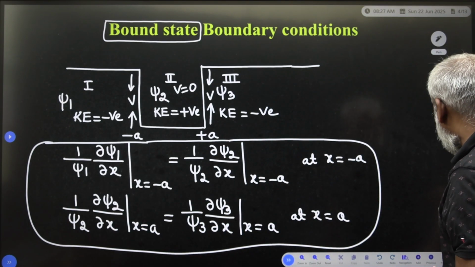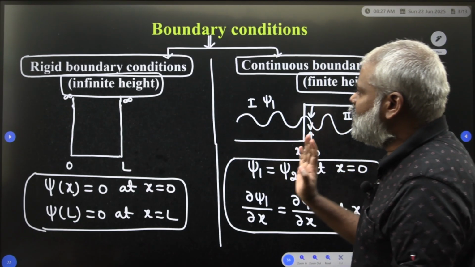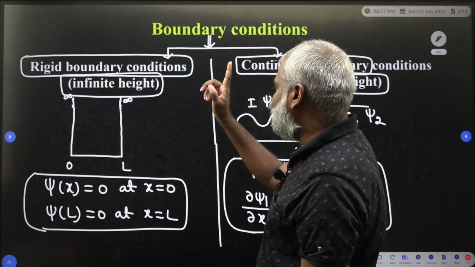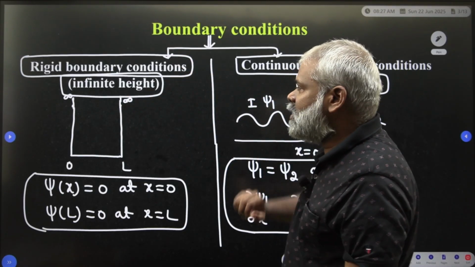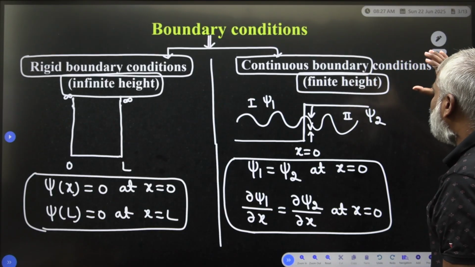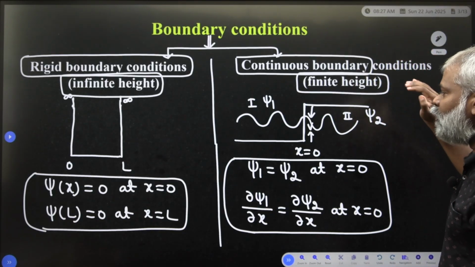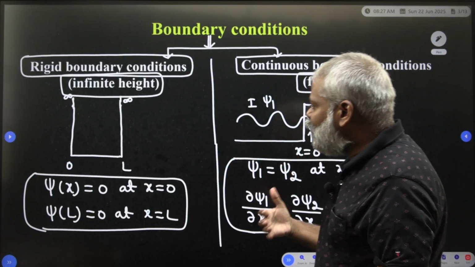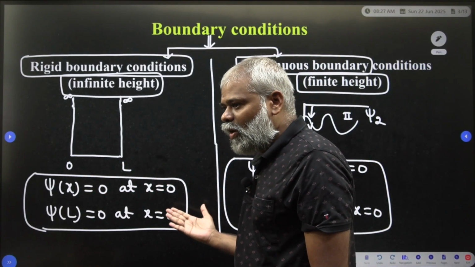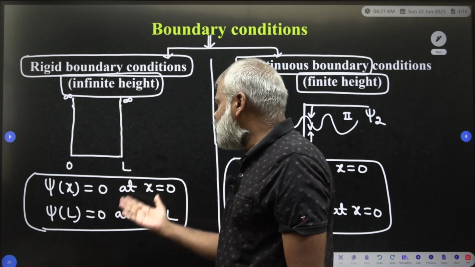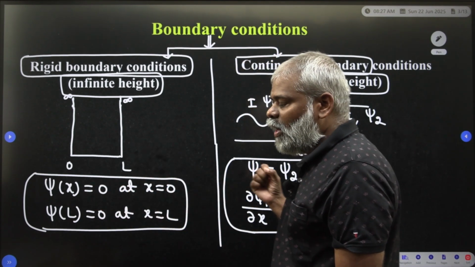Once again you have to see these three boundary conditions are very important. The first one is the rigid boundary condition for infinite height. The second one is the continuous boundary condition for finite height. If it is infinite height, psi of x is equal to 0 at x is equal to 0, and psi of L is equal to 0 at x is equal to L.